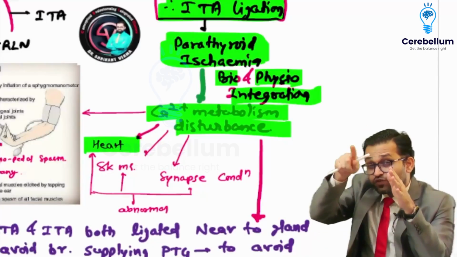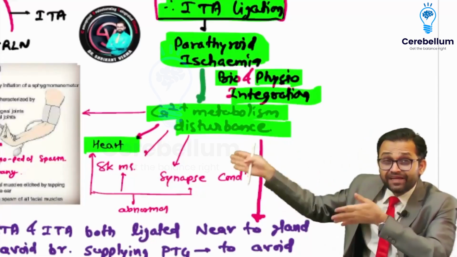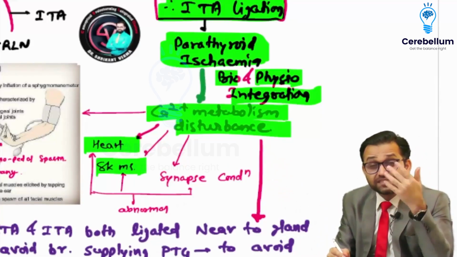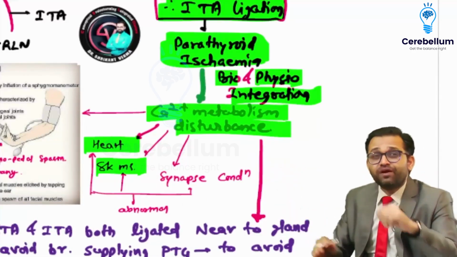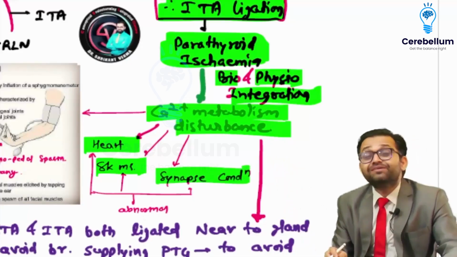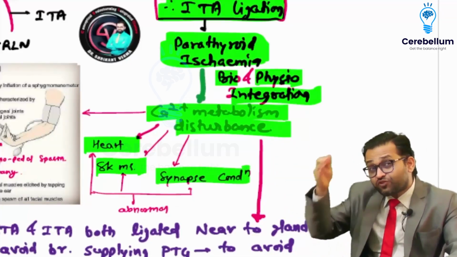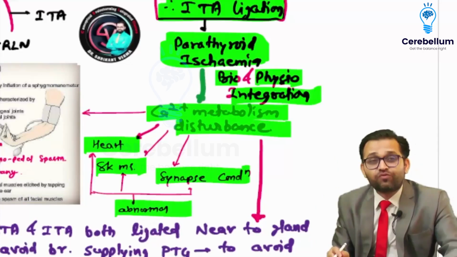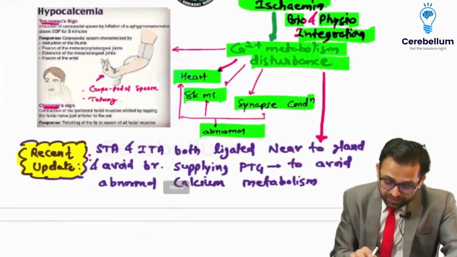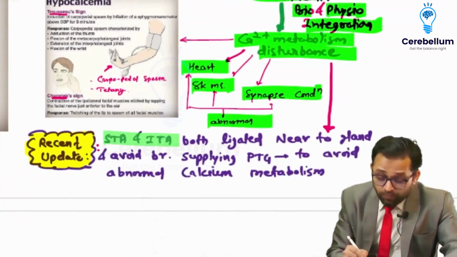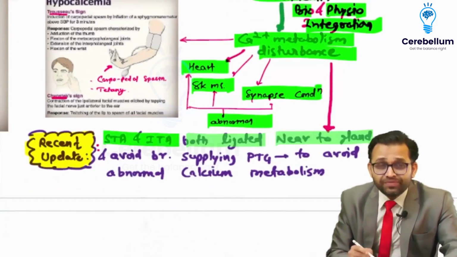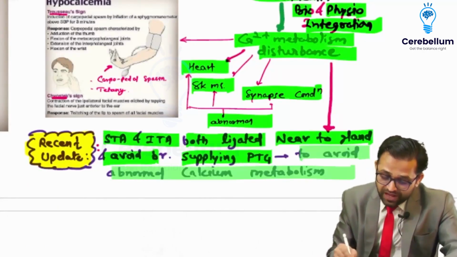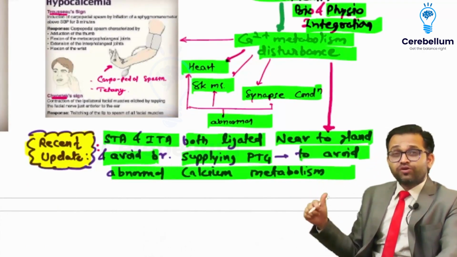Yes, zero phase, first phase, second phase, third phase, fourth phase, antiarrhythmic drug. Skeletal muscle actin myosin contraction. You all know excitation contraction coupling is due to calcium, and it will be affected. And even in our synapse, when there is an influx of calcium, then there is release of the neurotransmitter. These all become abnormal phenomena. So remember, the superior thyroid artery and inferior thyroid artery both are ligated near the gland, and avoid the branch supplying the parathyroid gland to avoid abnormal calcium metabolism. Got the point, everybody? Fine.